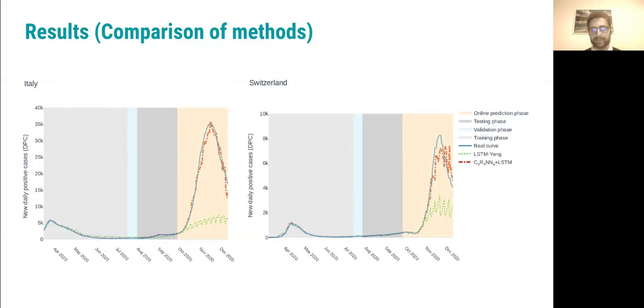The plot in this slide shows, for the two methods, the training, validation, test, and real-time prediction phases. We observe that CoRoNNa closely follows the ongoing second wave of the infection, while LSTM Yang follows the real curve only during the first part of the prediction phase.